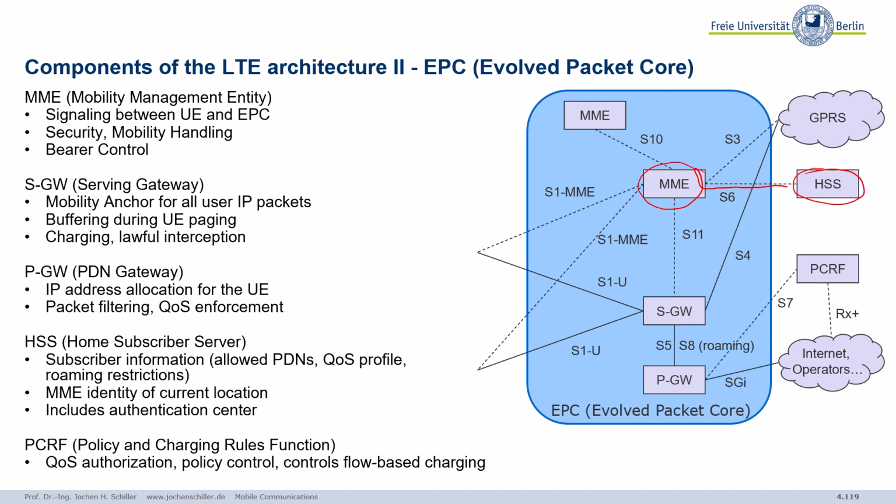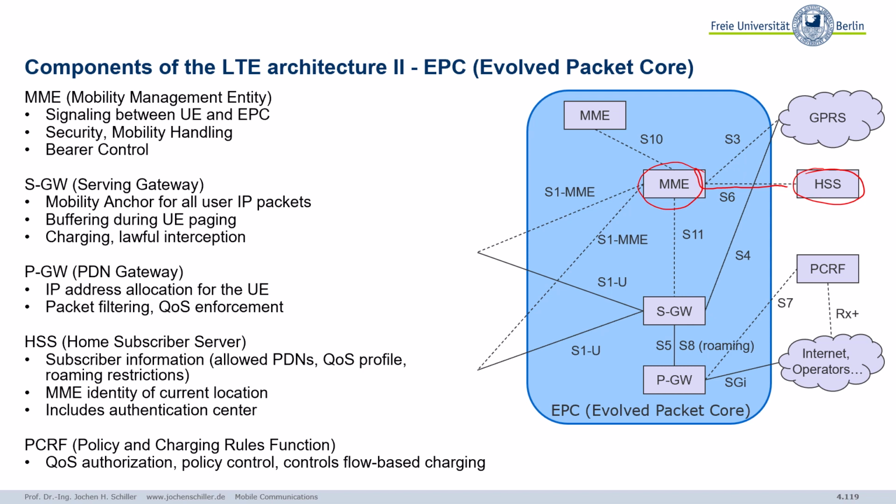So am I allowed to access a certain packet data network? What is my QoS profile? What maximum data rate, what kind of traffic plan do I have? Roaming restrictions, etc. This is also where I store the current location and the MME responsible for the user equipment. And we also have an authentication center. So pretty similar to UMTS.